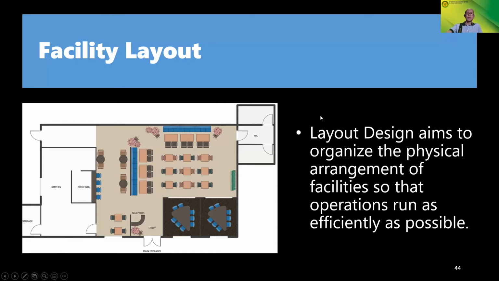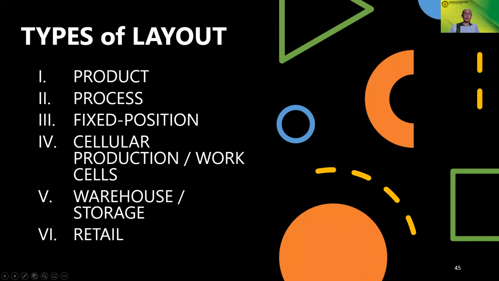Here are the different types of layout. Number 1 is product, number 2 is process, number 3 is fixed position, then cellular production or work cells, then warehouse or storage layout, and lastly, retail layout.